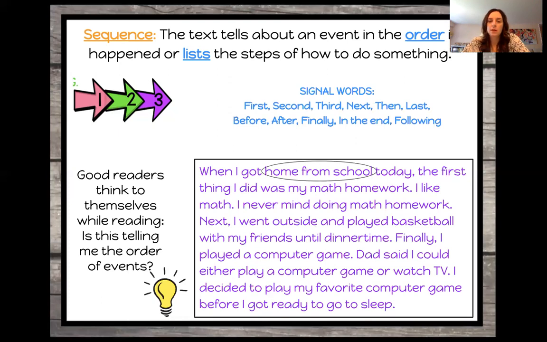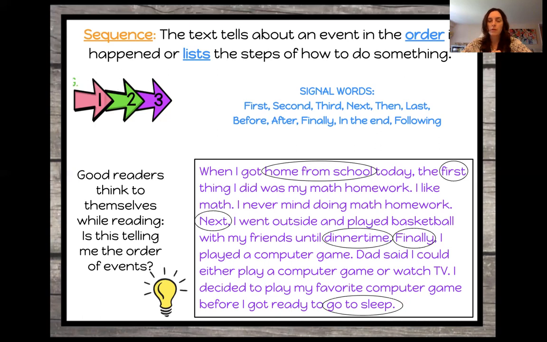So the signal words in this text are home from school, the first thing I did, next I did this, and then I played until dinner time. So if you think about timing wise, you get home from school before dinner time. So we already know that we've gone through a certain time of day. We started earlier and now it's getting later. And then finally, I did a bunch of things and then I went to sleep. So this author is giving events in the order that they happened.